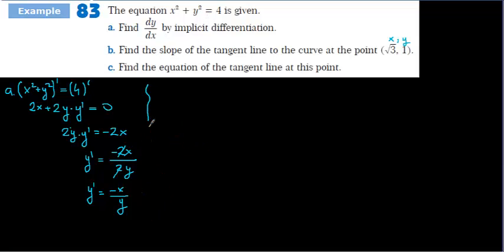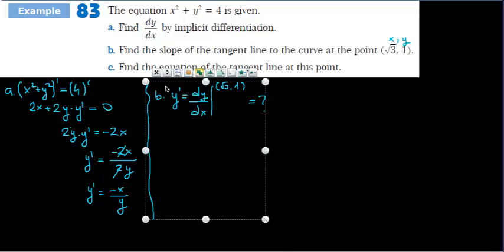Now in the second step, we are going to find the slope of the tangent line, and we know that y derivative can at the same time be written like dy over dx. Okay, y derivative at root 3 and 1 is equal to what? We have to find this one. In the second part, we have to find that one.